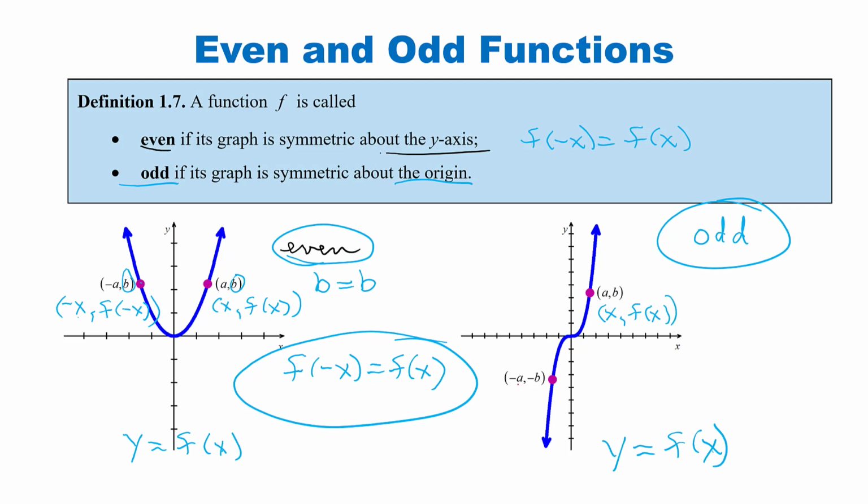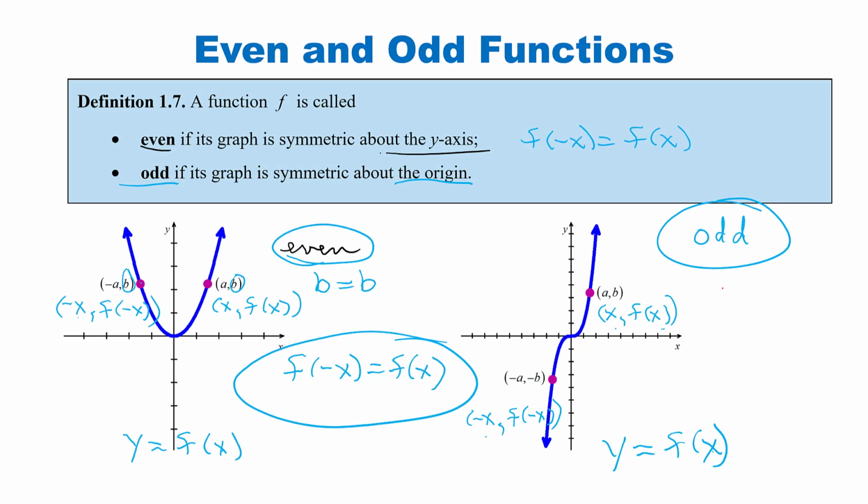Now down here, if I take the point (negative a, negative b), and a is x, then negative a would be negative x. And if negative a is negative x, and I'm trying to find the y coordinate here, I would find f of negative x. Okay, so what have we found? If we have the point (x, f of x) on our graph, we have to have the point (negative x, f of negative x). And what do I know about these 2 points?